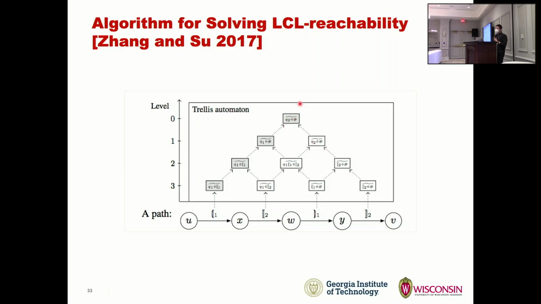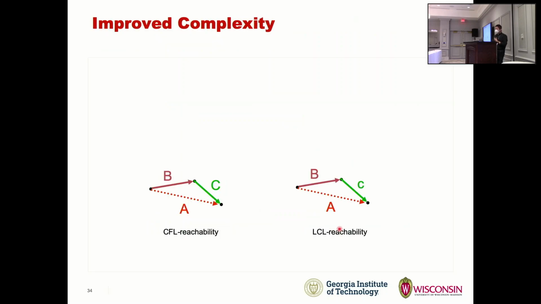Then we need to check whether or not there is an accepting state between these node pairs to conclude whether or not they are LCL reachable from each other. Okay, that's the essential idea. So it turns out that this algorithm is more efficient in terms of complexity than the traditional CFL setting. Okay, let's revisit this diagram again.